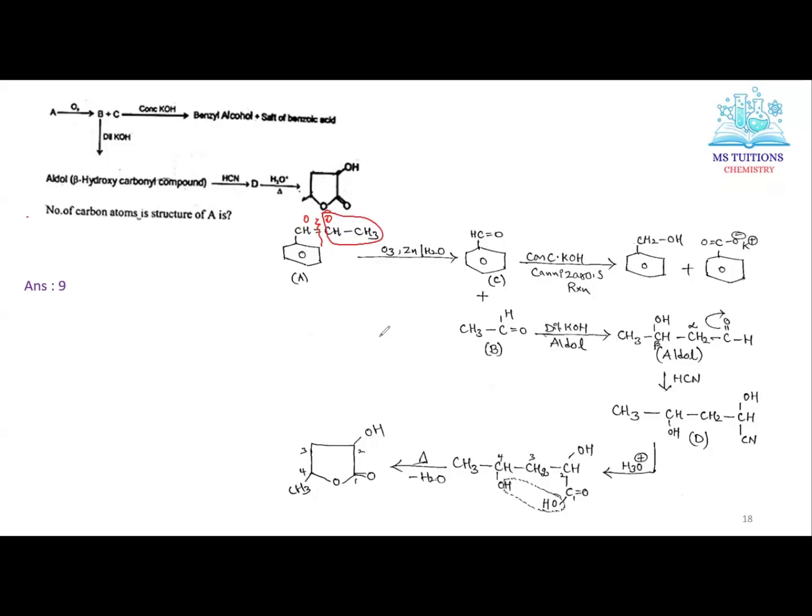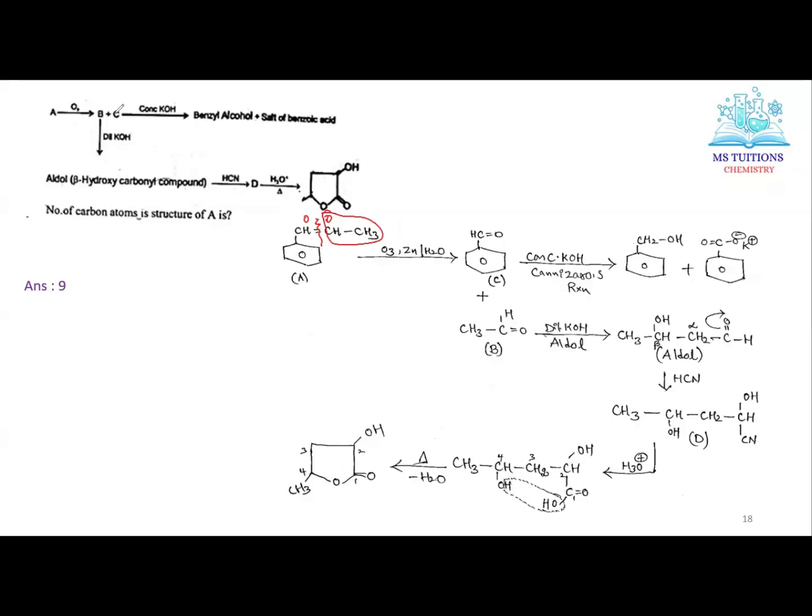Compound B we react with dilute KOH. It is aldol condensation because alpha hydrogens are present here, so the aldol is formed. This aldol reacts with HCN, giving D. This nucleophilic addition reaction takes place here, so the double bond O converts into the respective cyanohydrin. That compound D on acidic hydrolysis, CN will be converted into COOH. Again on heating, from the COOH group's OH, hydrogen is eliminated from this carbon, so a new bond will form and a ring compound will form here.